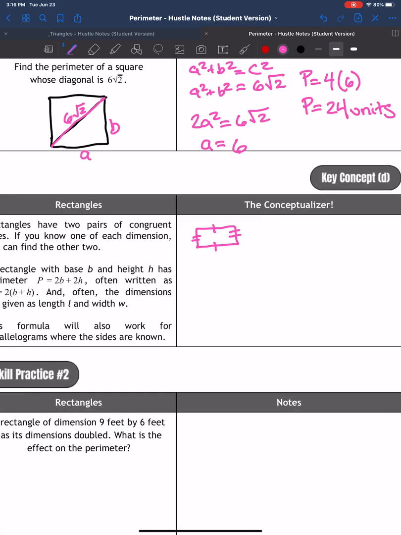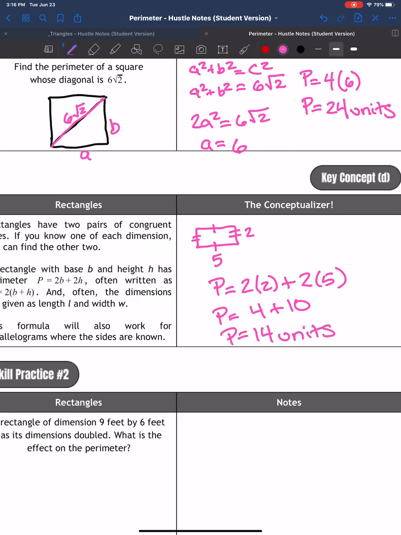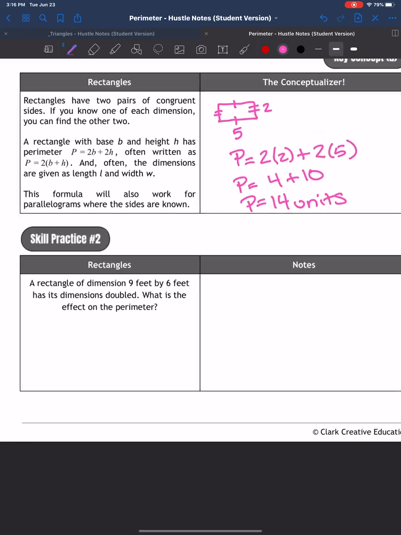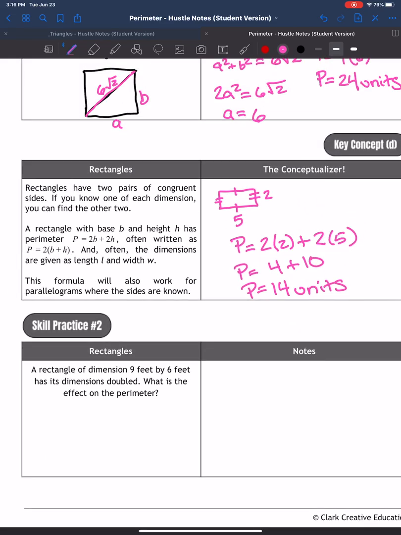So if my rectangle has a unit of 2 there and a unit of 5 here, we would have perimeter equals 2 times 2 plus 2 times 5, which means my perimeter equals 4 plus 10. My perimeter will be 14 units.